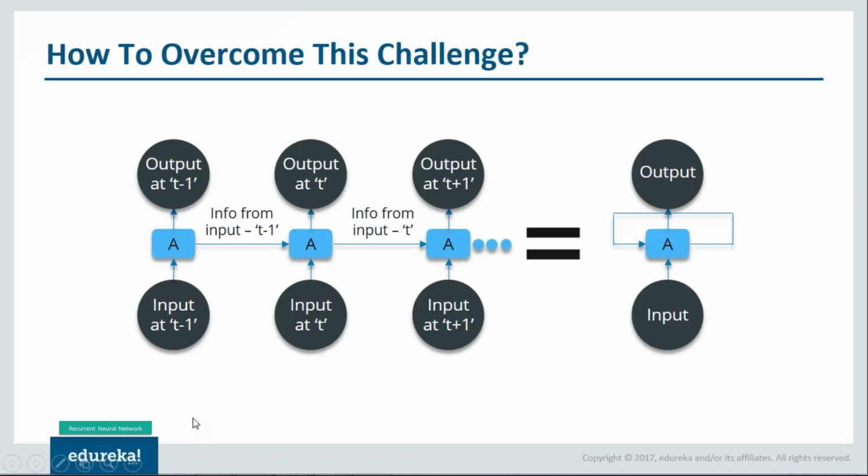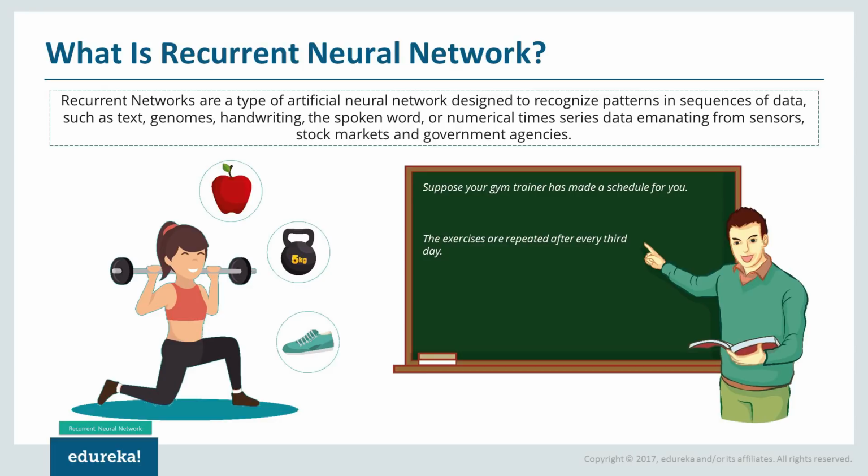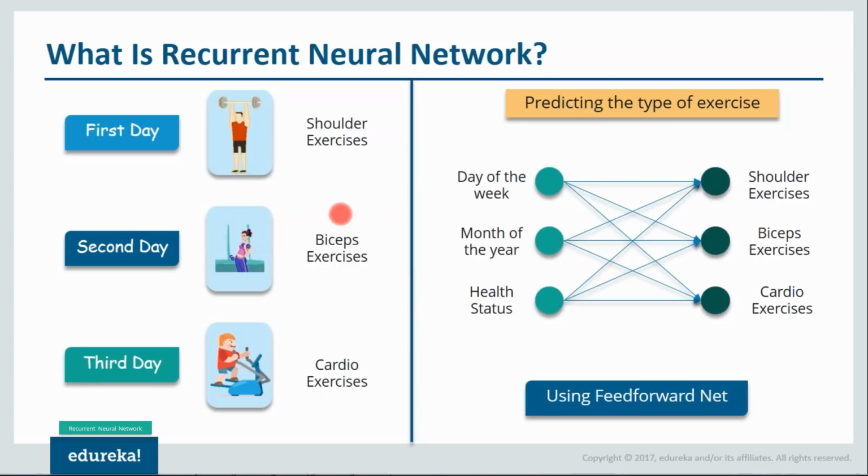Now let us understand what exactly are recurrent neural networks. For understanding a recurrent neural network, I'll take an analogy. Suppose your gym trainer has made a schedule for you. The exercises are repeated after every third day. Now this is the order of your exercises. First day you'll be doing shoulder, second day you'll be doing biceps, third day you'll be doing cardio. And all these exercises are repeated in a proper order.